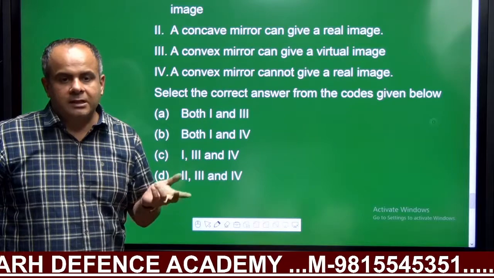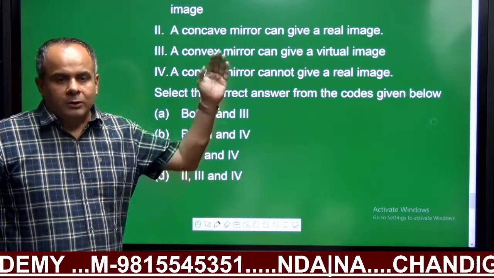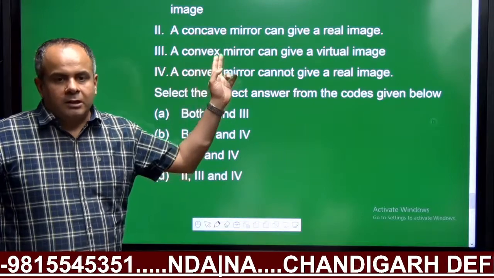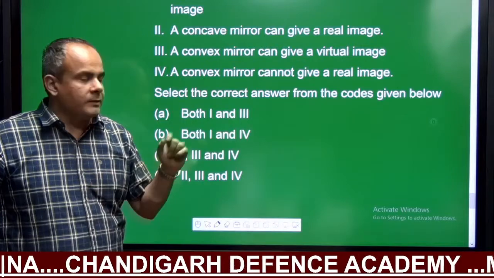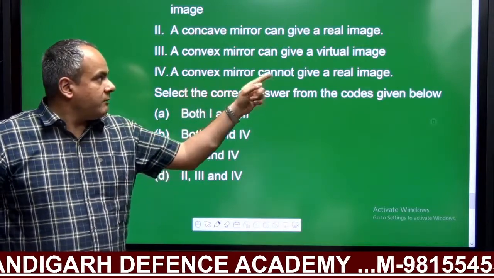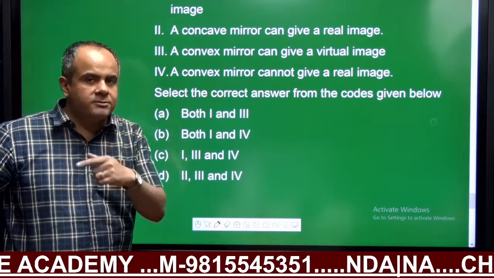So we select the answers from the codes given below. 2, 3 and 4 are correct. तो 1 तो गलत हो गया. 2 देखो, a concave mirror can give a real image. अभी देखा, yes it can. A convex mirror can give a virtual image. True. In fact, convex mirror always gives the virtual image.